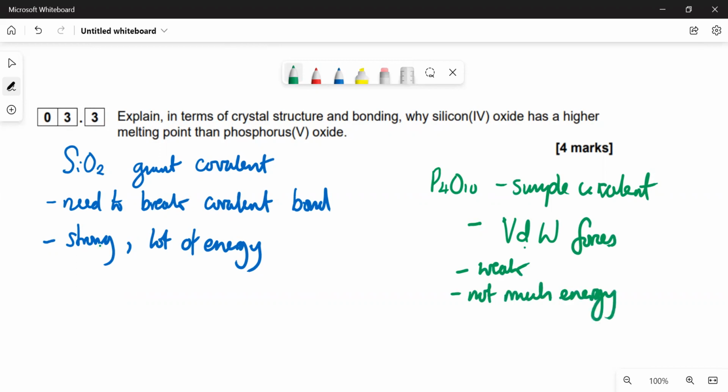It's always worthwhile putting these points in when the question is about melting point. It seems obvious, like if it's a strong bond, you need a lot of energy, but people don't bother writing "a lot of energy". And quite often, not always, but quite often in the mark scheme, it says you do need to write that. So it's probably a good habit to get into, just always write that.